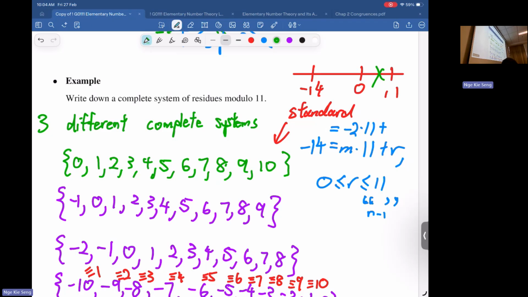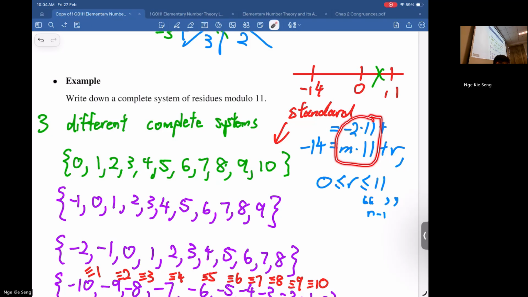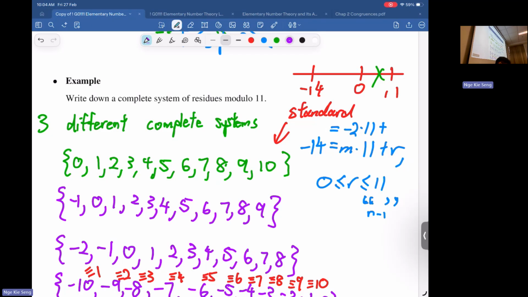Then you want to keep your R positive, right? So it's better to make this part a bit more negative. How much more? Just a little bit. Is -22 enough? Meaning, if I take -22, how far am I away from -14? It's just plus 8. Correct? So you can always make your remainder in between 0 and 11.